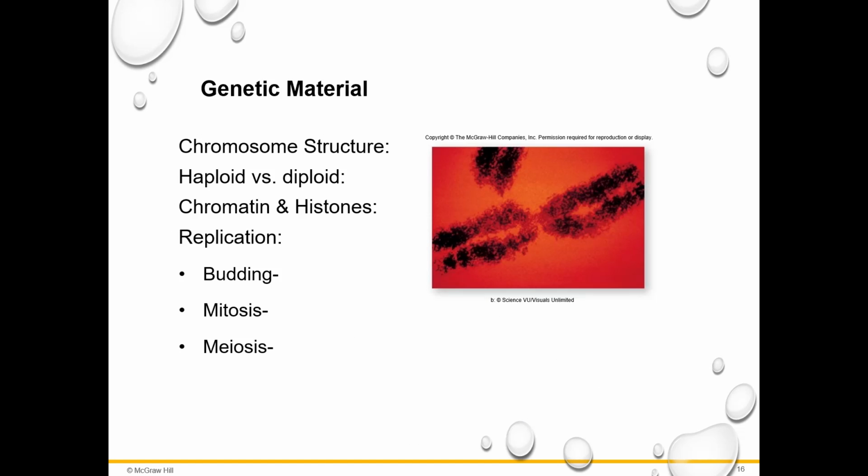The genetic material of a eukaryotic cell is linear. So the chromosome structure is linear, L-I-N-E-A-R, like a line. They're like little sticks of chromosomes.